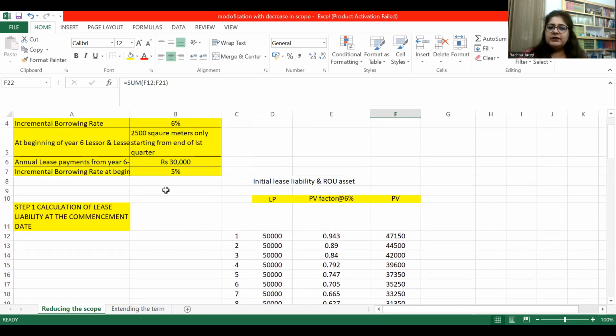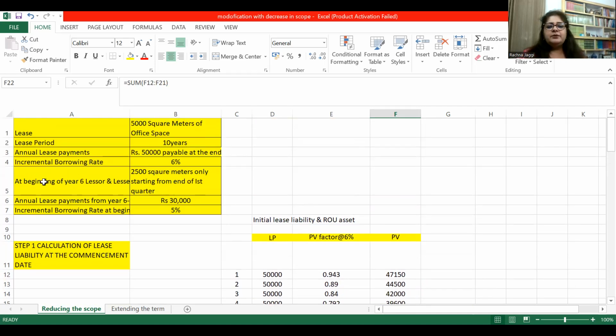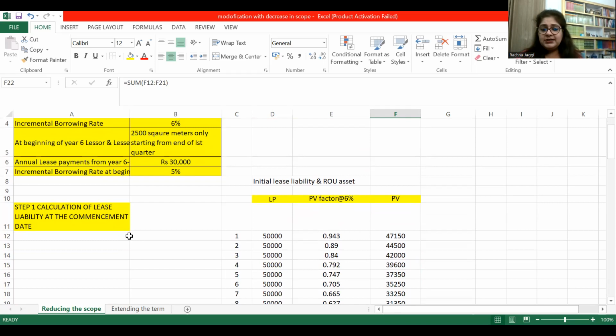Now, of course, we have done the modification at the beginning of year 6. So then I need to see where my lease liability and the ROU stand before the modification. That means I need to know how much the lease liability is at the beginning of year 6 and where my ROU is also standing.